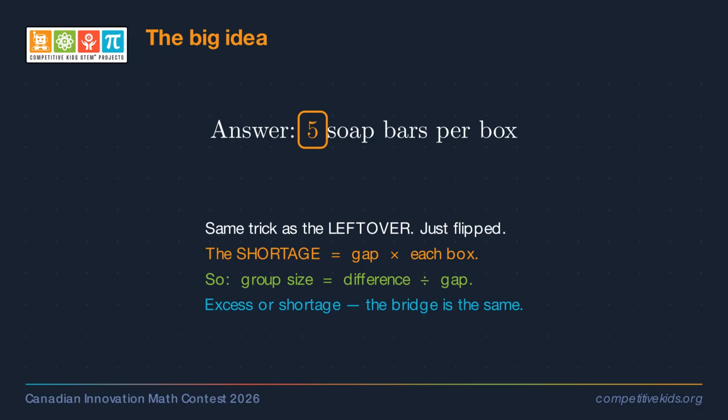When 2 plans share the same supply, the shortage equals the gap times the per box amount, so group size equals the difference divided by the gap. Whether the difference is leftover or shortage, the bridge is the same.